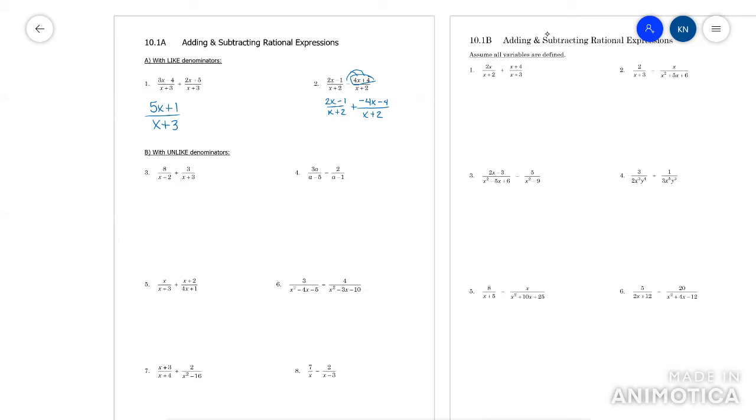All right, then you can combine like terms. 2x minus 4x is -2x. -1 plus -4 is -5, and it's over that common denominator x plus 2.